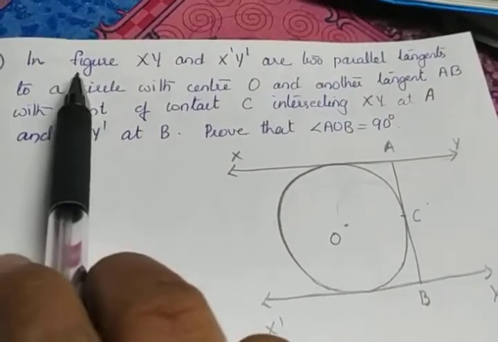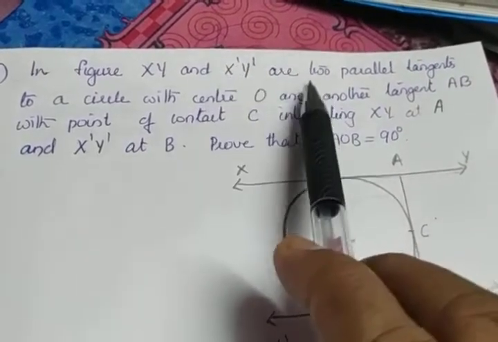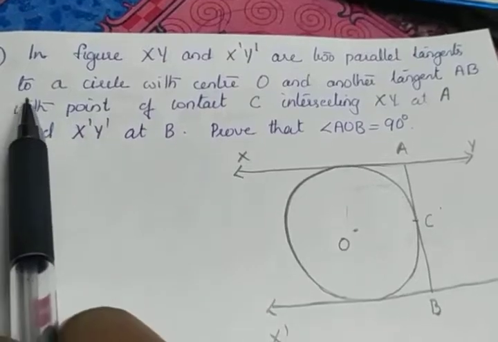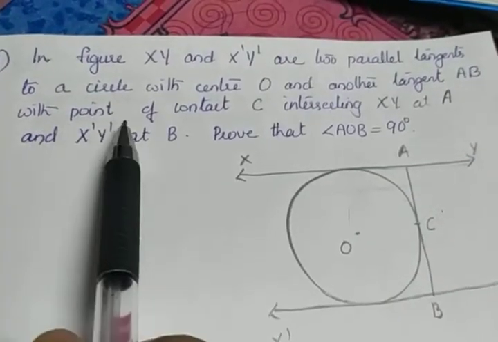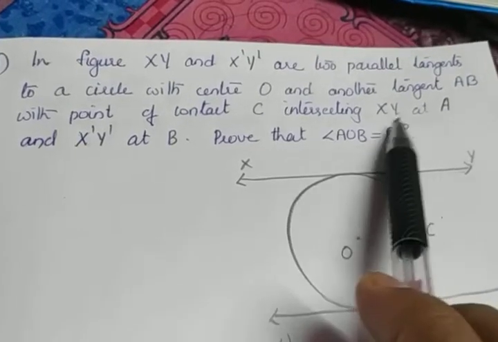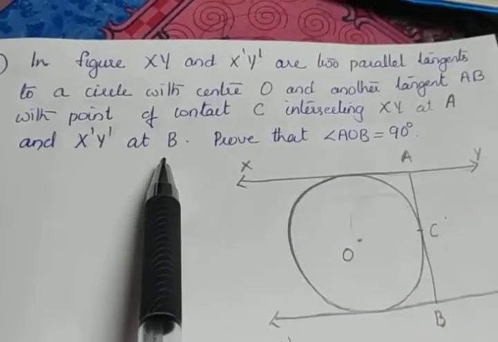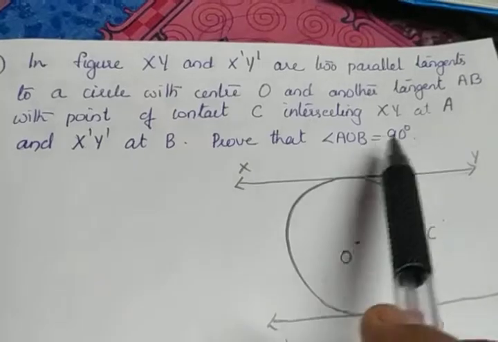Next question. In the figure, XY and X'Y' are two parallel tangents to a circle with center O, and another tangent AB with the point of contact C intersects XY at A and X'Y' at B. Prove that angle AOB equals 90 degrees.